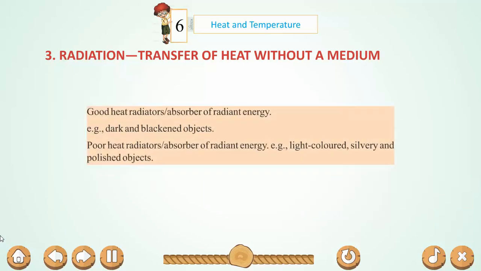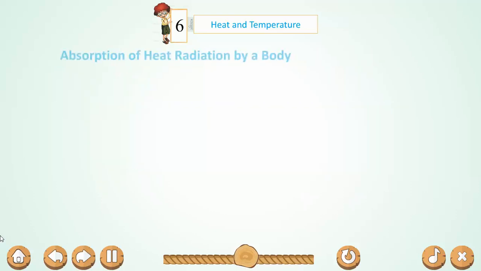Good heat radiators are good absorbers of radiant energy. Example: dark and blackened objects. Poor heat radiators are poor absorbers of radiant energy. Example: light colored, silvery and polished objects.